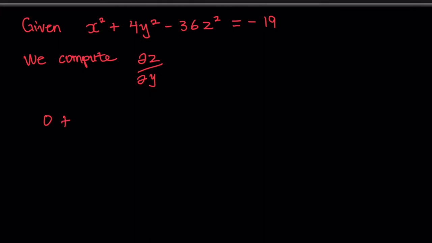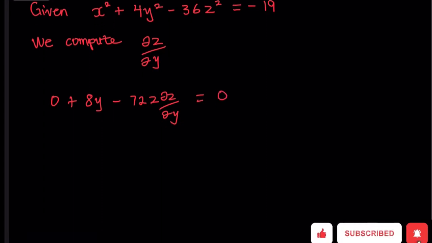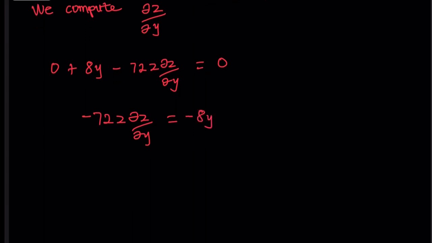Then plus, we now differentiate 4y squared with respect to y. That's going to give us 8y. Then minus, we differentiate 36z squared with respect to y using implicit differentiation. That's going to give us minus 72 z del z del y, and 19 is a constant, so that's going to give us 0. So grouping terms gives minus 72 z del z del y is equal to minus 8y.